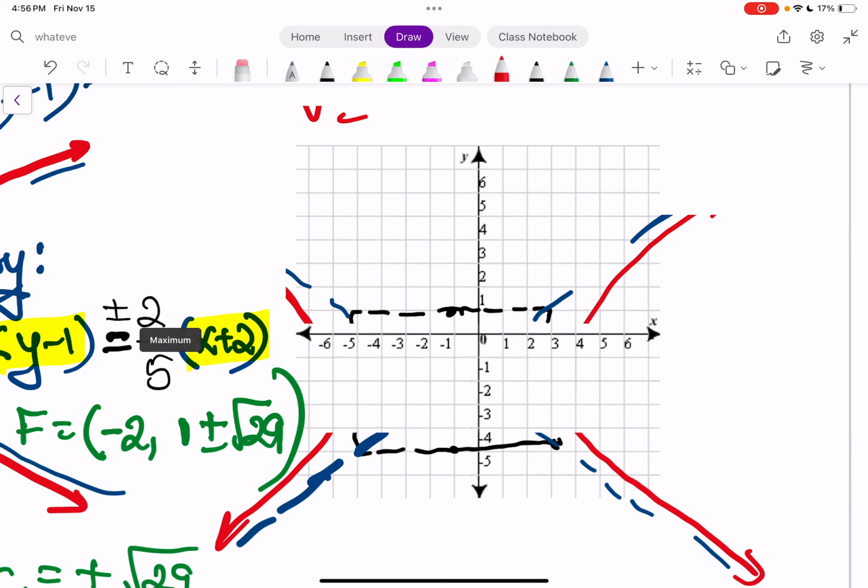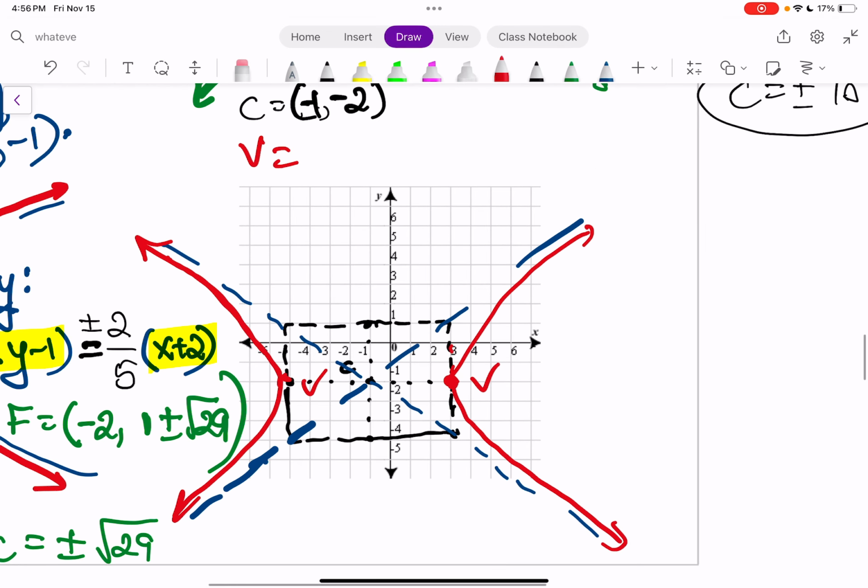So I'll read the coordinates. One vertex is at 3, -2. And the other vertex is at -5, -2. So they're all on the y equals -2 line, which is our transverse axis.